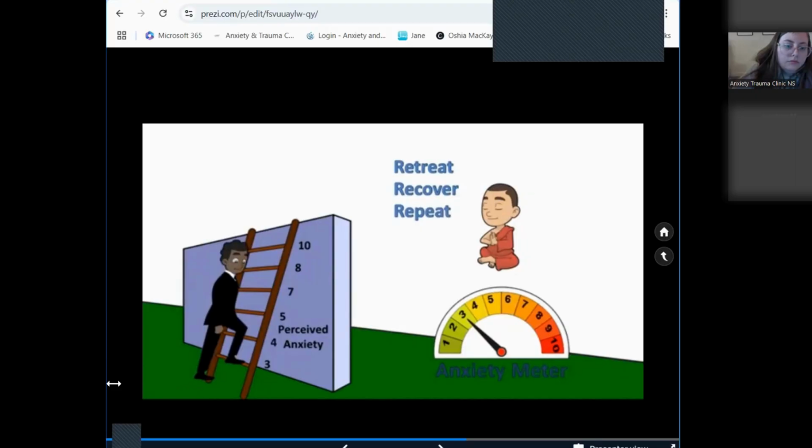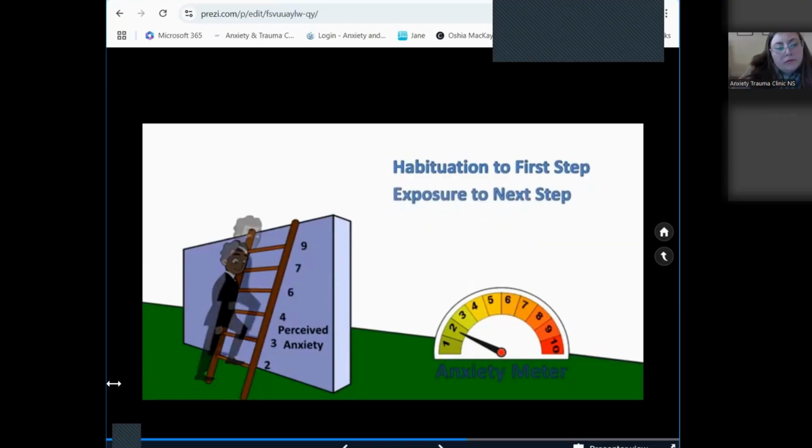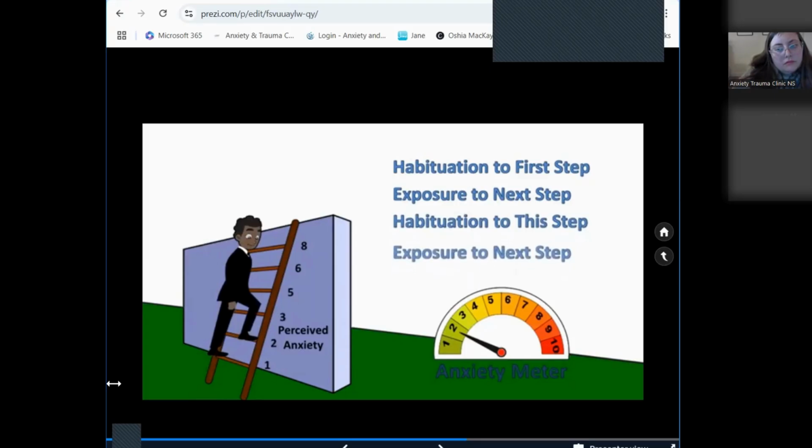And continue with your exposure to this step until you become habituated to it and your level of anxiety drops to below a 3. And then you're ready to move on to the next step, which may have been a 4 out of 10 before, but now as you've started to climb that ladder, it's now only a 3 out of 10, which is low enough for you to expose yourself to that. And you keep working your way up the ladder until you've habituated to each of these steps.